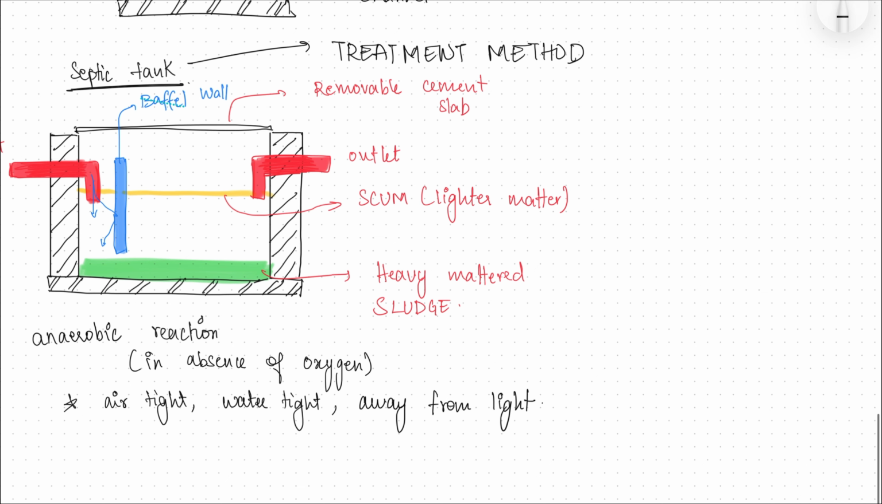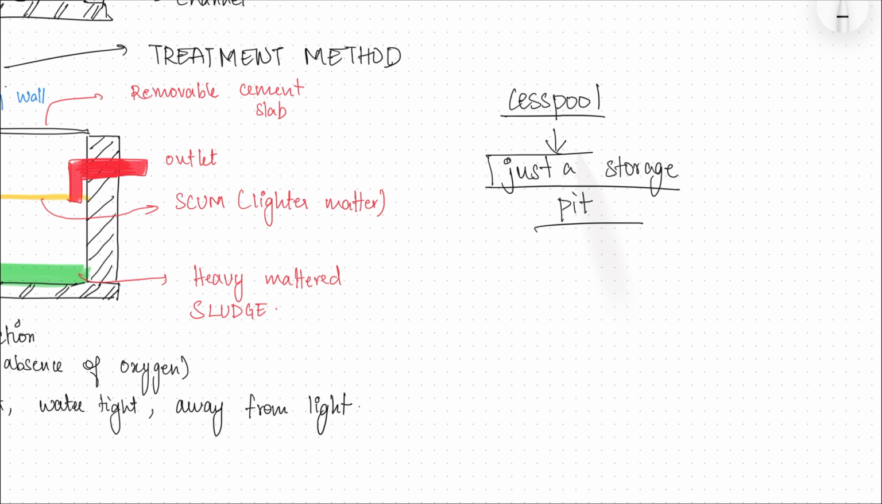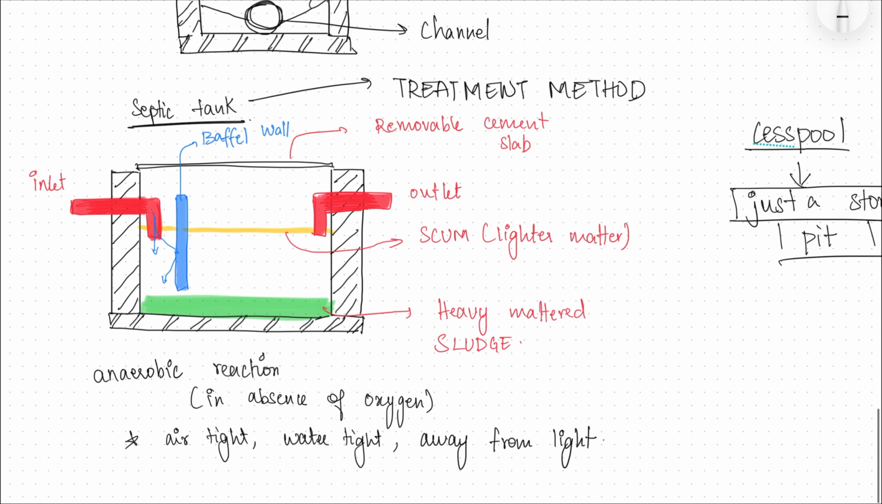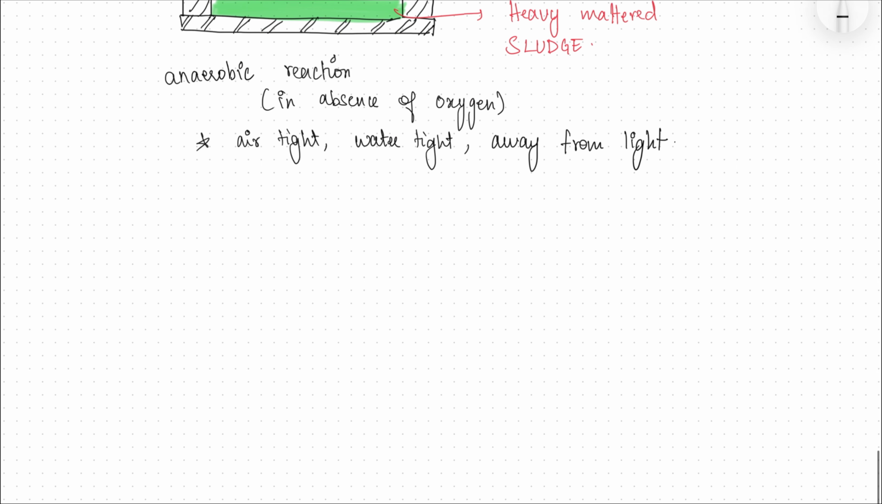Then you have something called a cesspool. A cesspool is nothing but a storage pit. Okay, so just a storage pit, and the partially treated water or your effluent can be let out into the soak away. And I'll talk about soak away in a bit. But let's move on to the other type of tanks.